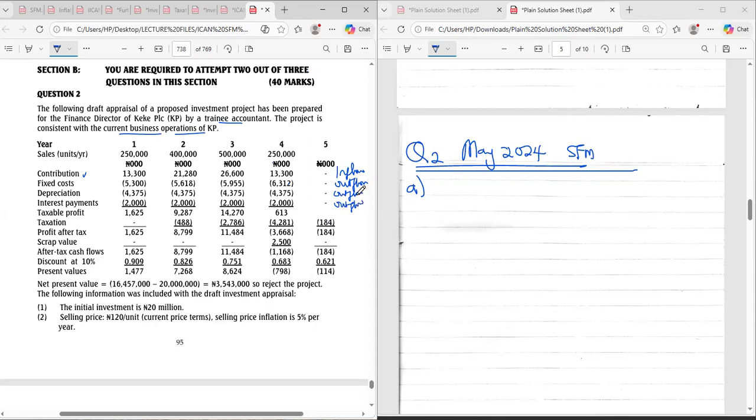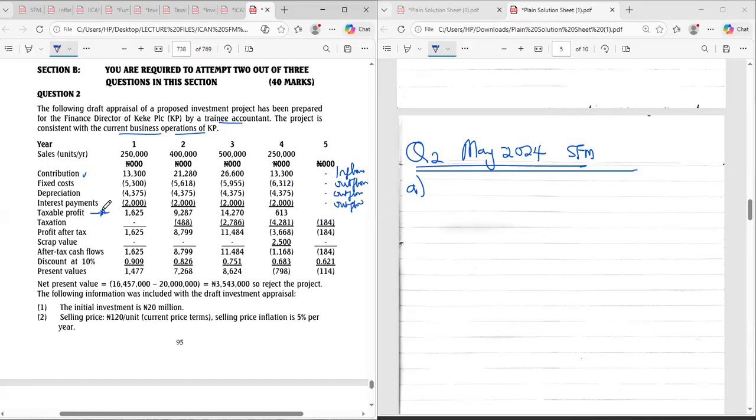Because we are experienced, let's begin to judge. I don't have any issue with contribution. For now, all being equal, I've not read the other thing. I don't have any issue with fixed cost on a normal thing. But I have issues with depreciation, because this guy removed depreciation, that is why he's getting net profits.